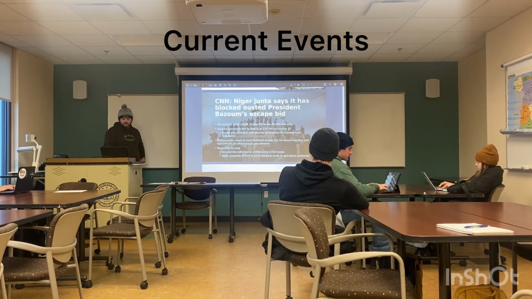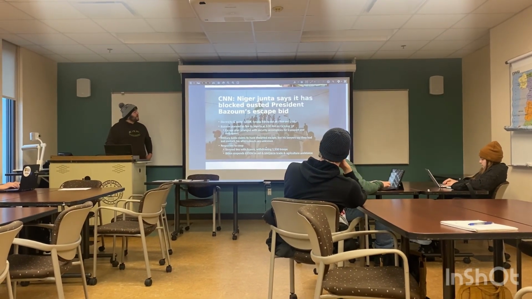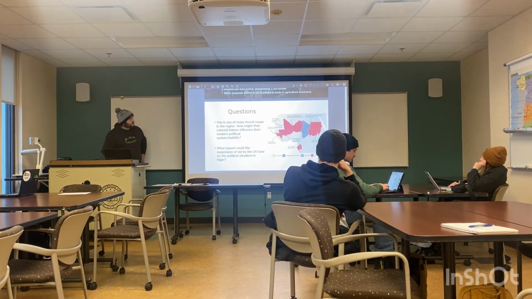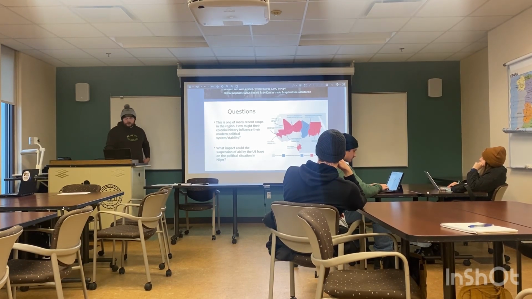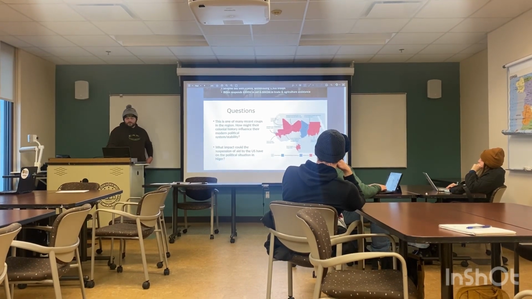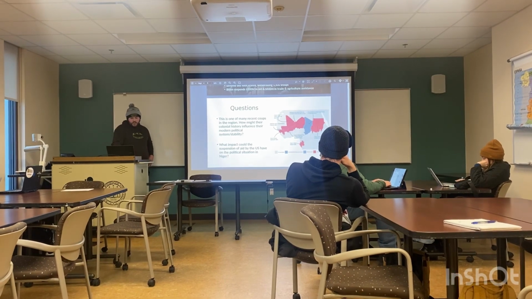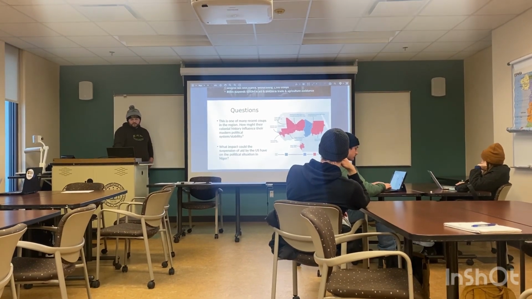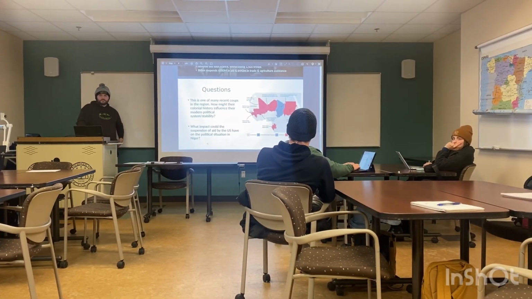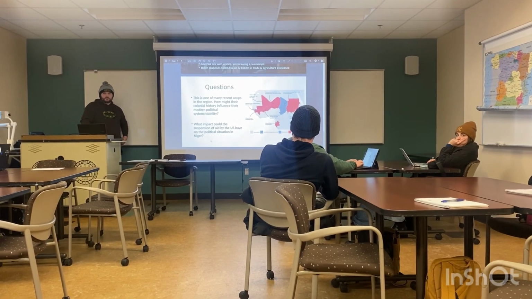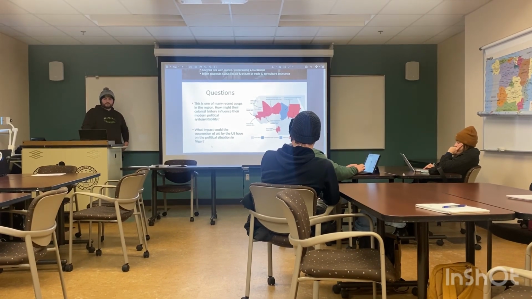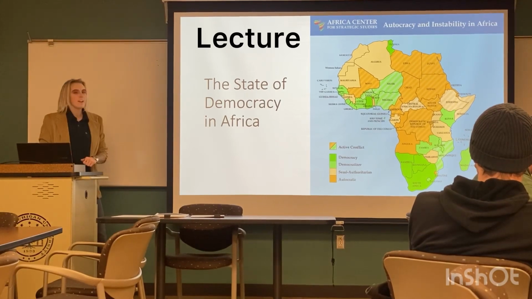So here's the current event from CNN. Niger says that it has blocked the president's escape attempt. The map there just shows there's a bunch of countries in the Sahel and Sahara area that have had coups in the last couple of years. So how might their colonial history influence their modern political system and the stability? I know a lot of those countries that were colonized by the French are still really economically intertwined with France, so they probably don't have super independent economic systems, which will lead to a lot of instability for them. So what is the state of democracy in Africa?